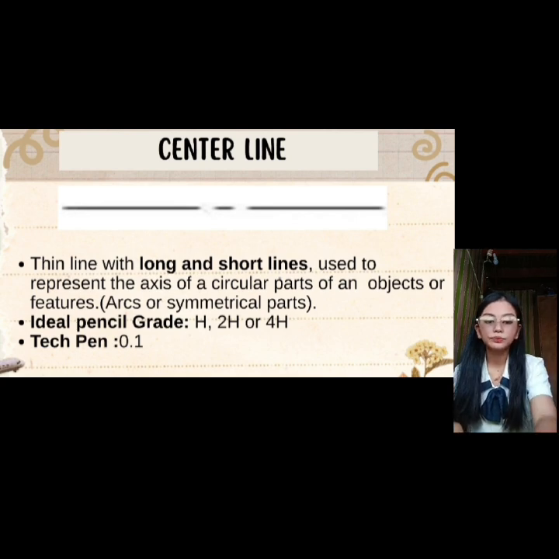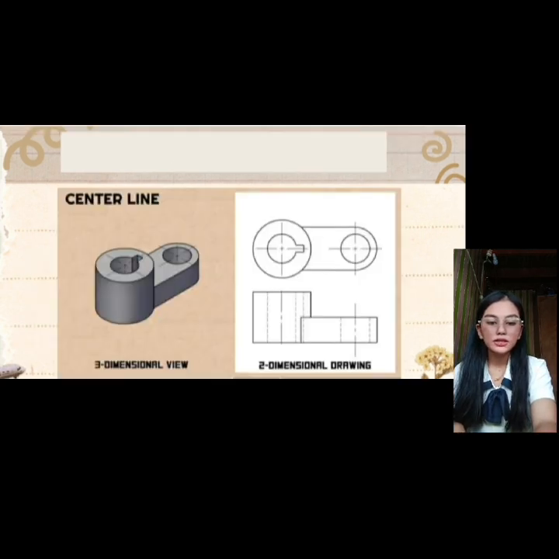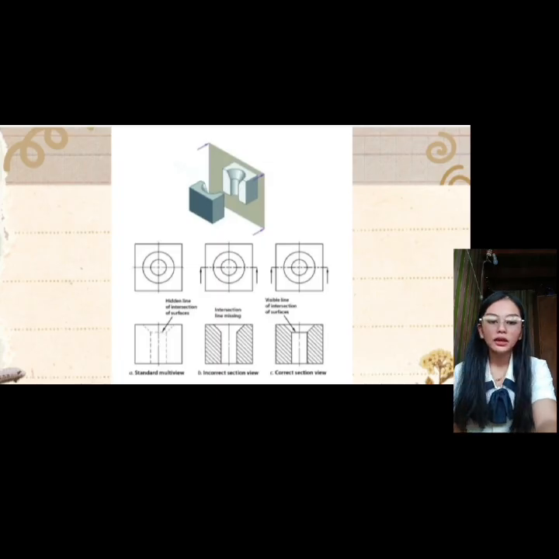Okay, so as you can see there in the example, there is an X in the middle part of the object. So that is what we call the center line. It tells us where is the middle line of this object. The last example shows us the section line, the hidden line, and the center line.